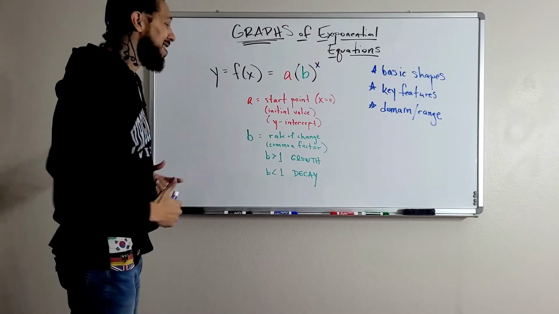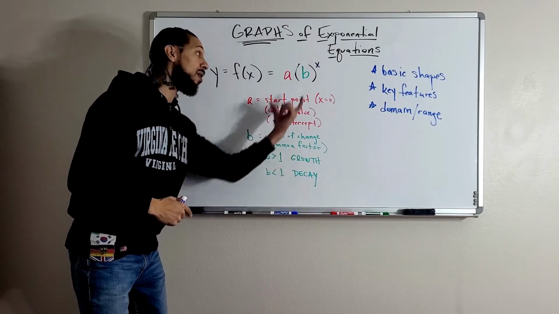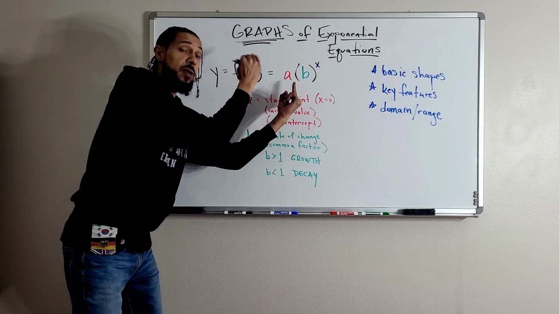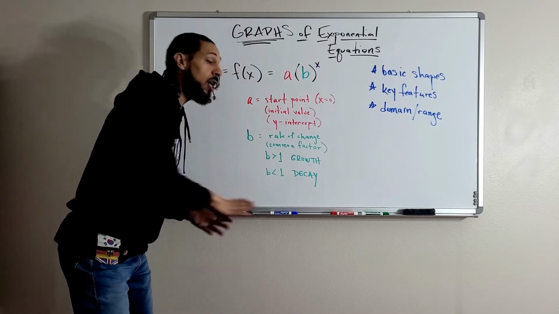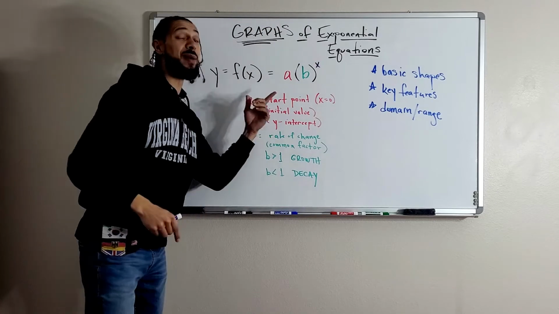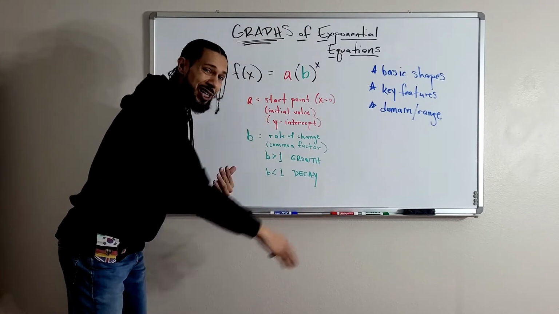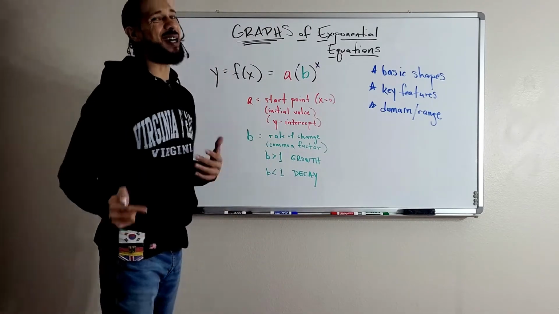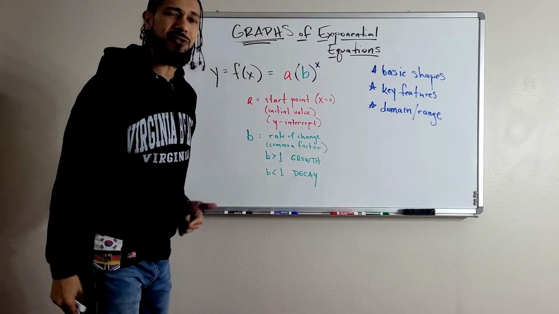And remember, when that number in the parentheses with the exponent attached is bigger than 1, it's exponential growth. When that number is smaller than 1, it's exponential decay. We talked about those. Now, let's see what those graphs look like.